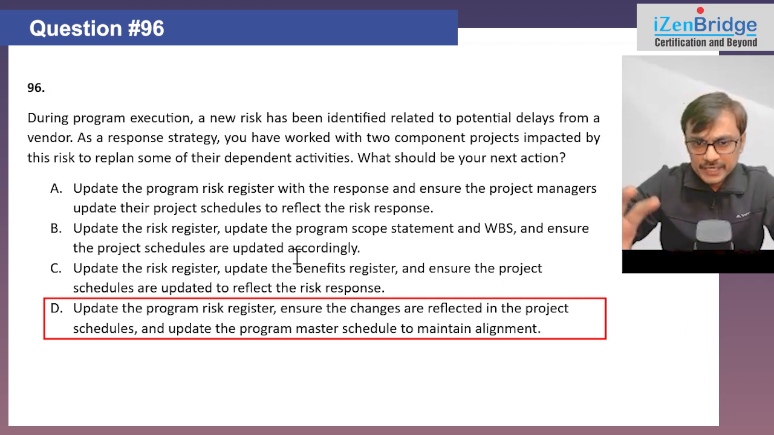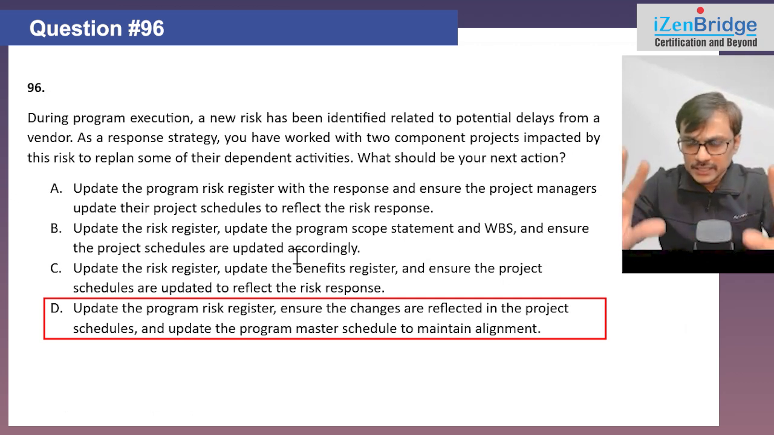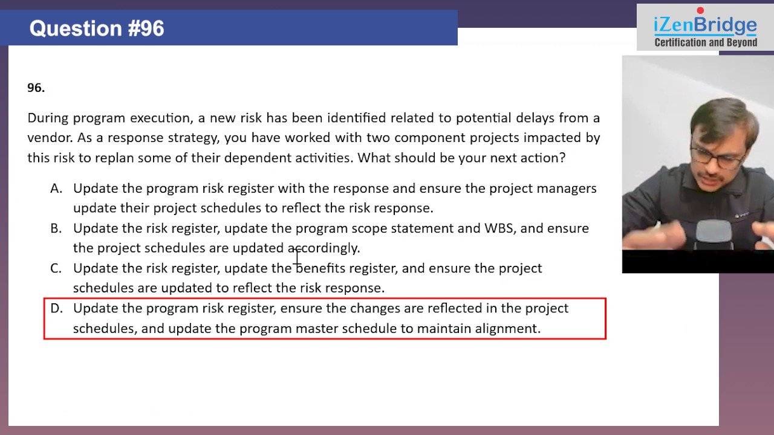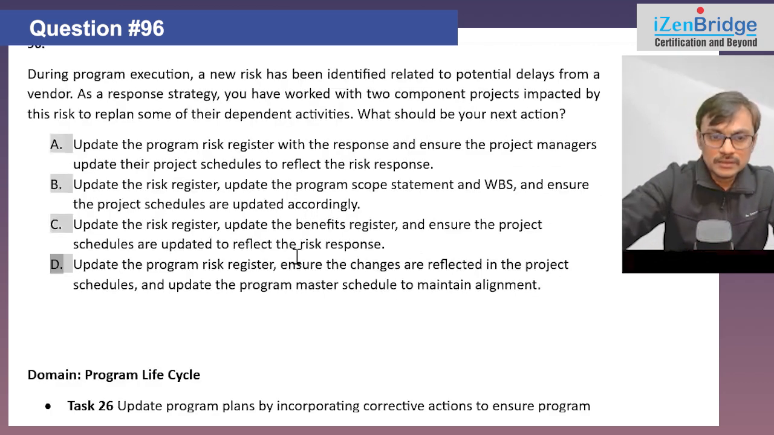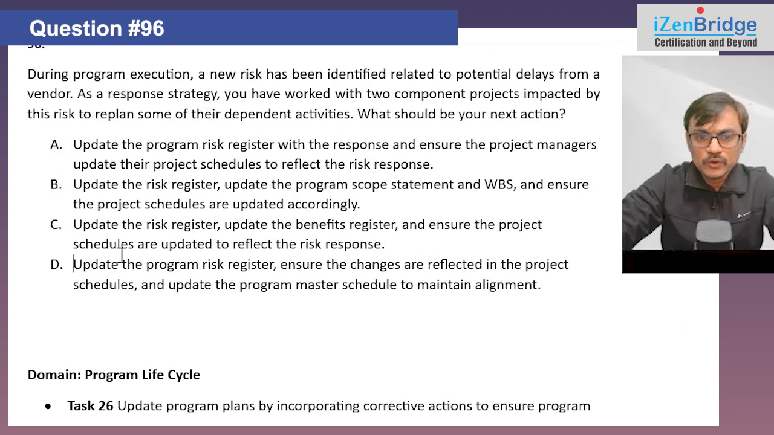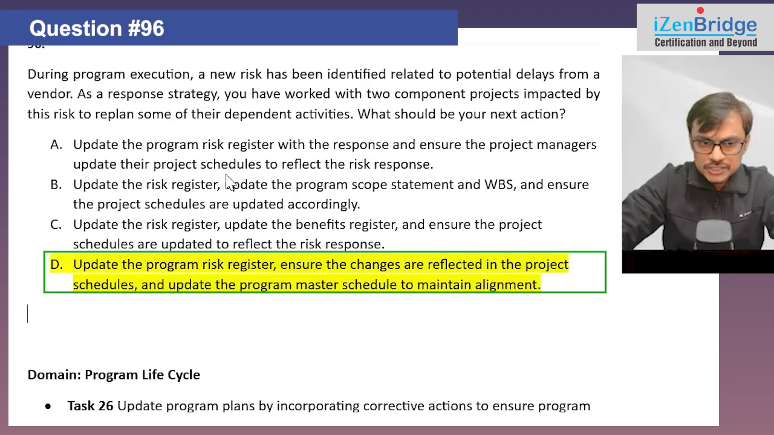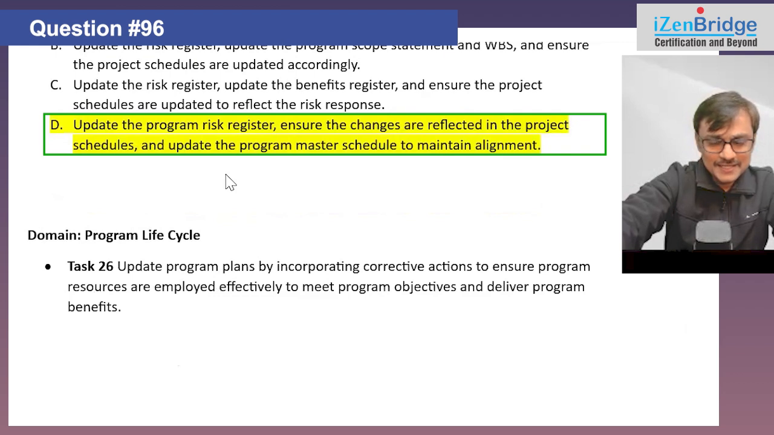Another thing is that whenever such impacts and delays happen, it is expected to impact the overall program master schedule, because it deals with dependencies and integration at a higher level. So when you are changing, you need to ensure the project schedules are changed, but there is a likelihood the master schedule also needs to be updated. If the option gives me that choice, I should go with it. So I will go with option D in this particular situation. Overall this maps to task 26, updating the program management plan. Once you have resolved something, you need to get back and make sure the program management plan is looking good.